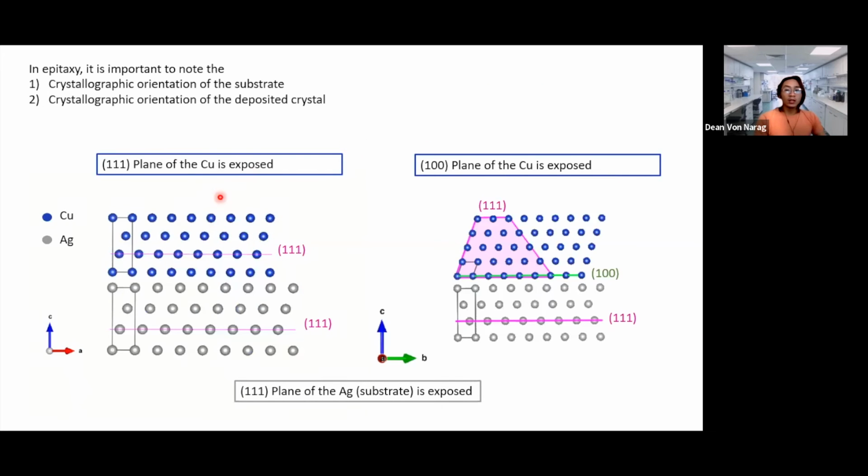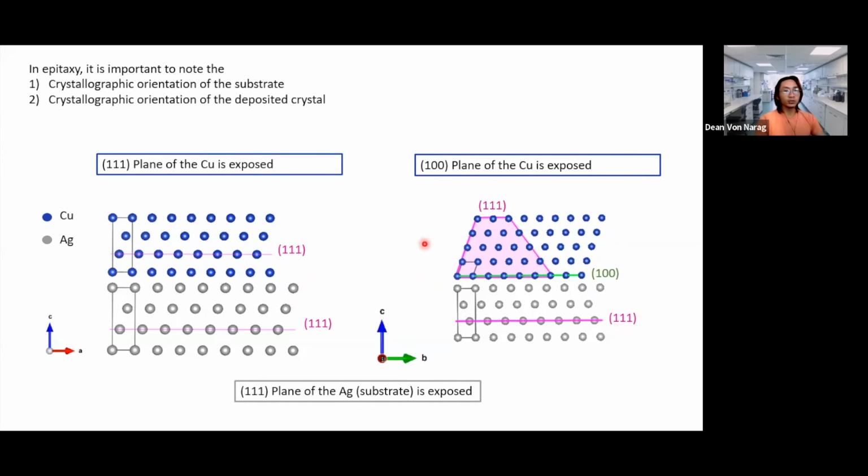Okay, so here let's say we want to perform epitaxial growth of copper on a silver substrate. Here we can see two cases. For the first case, we have the 111 plane of copper exposed and the 111 plane of the silver substrate exposed. So if we grow this on top, so 111 plane of copper on top of the 111 plane silver. Now for this second case, we have the 100 plane of copper exposed. Epitaxially grown on the 111 oriented silver substrate.